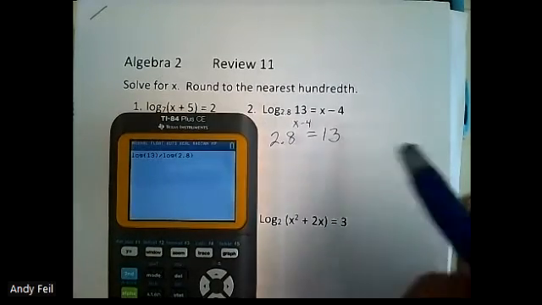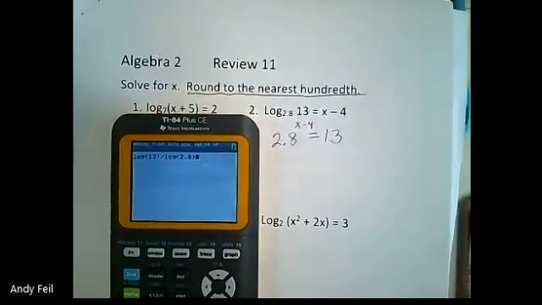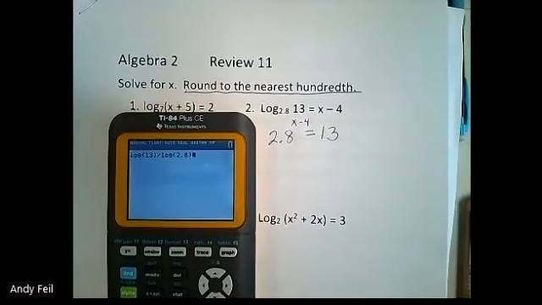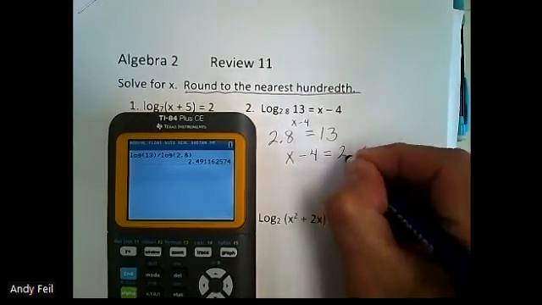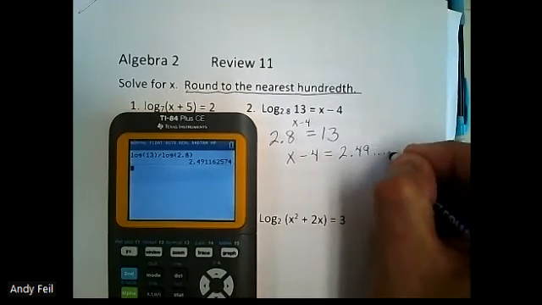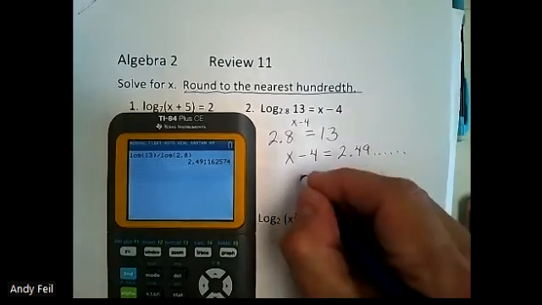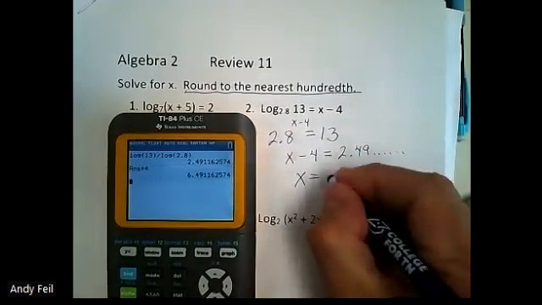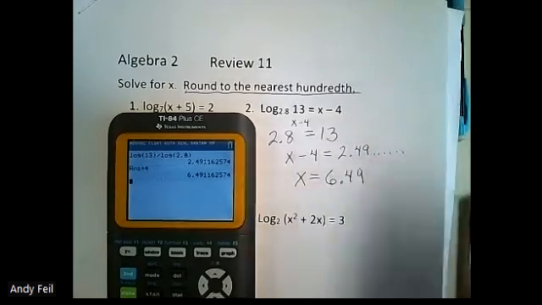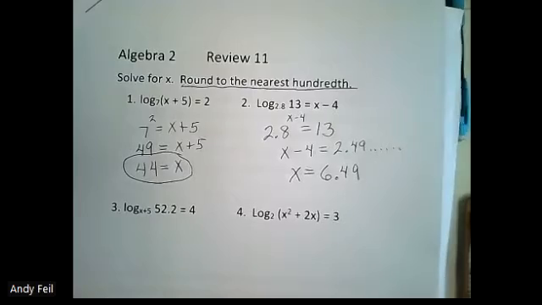Now, the directions say round to the nearest hundredth. Should I round off at the beginning or at the end? The end, right? You learned through everything we've been doing that you don't round off till you get to the end. So you get an ugly decimal. Now that ugly decimal is what x minus 4 is equal to. That's equal to 2.49 and so on and so on. What do I still need to do to this to get the right answer? Add 4. So x is equal to, when I add 4, 6.49.